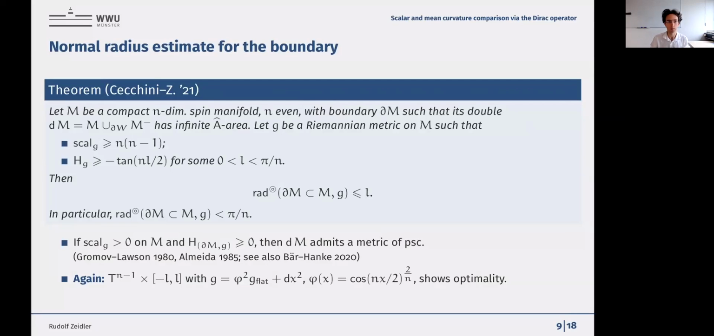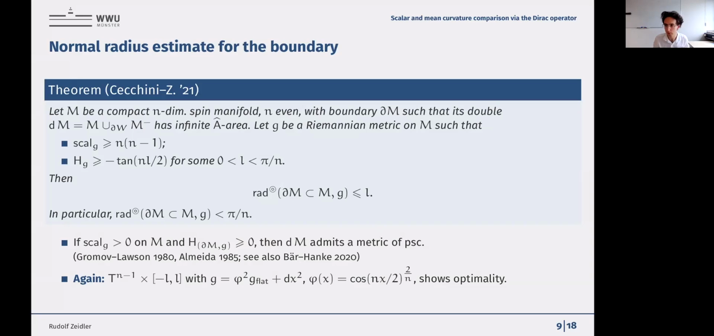Hello again. In this part of the talk, I will describe a few more applications of our methods, which are under the umbrella of scalar and mean curvature comparison. So the first thing is a normal radius estimate. So what is this about?